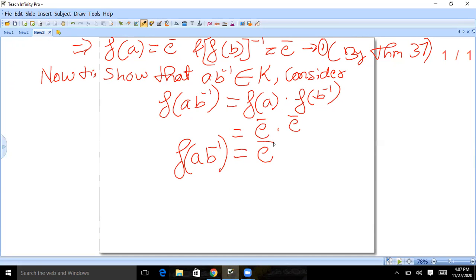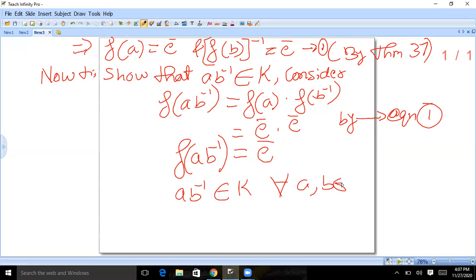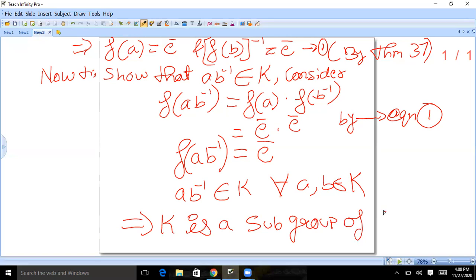Okay, e bar. This is by equation one. So therefore AB inverse belongs to capital K for all A, B belongs to K. A, B belongs to capital K. Therefore K is a subgroup of G. K is a subgroup of G.